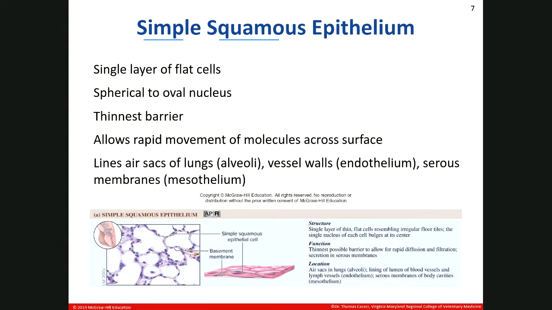Flat. So the cell will be flat, the nucleus will be flat, like a fried egg. This type of epithelium is the thinnest type of barrier that we can have in our body. In fact, we find it in the alveoli, the air sacs of your lungs, because remember what we said, simple epithelium is great for filtration, absorption, and secretion.